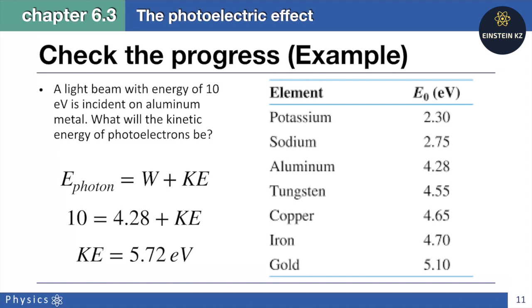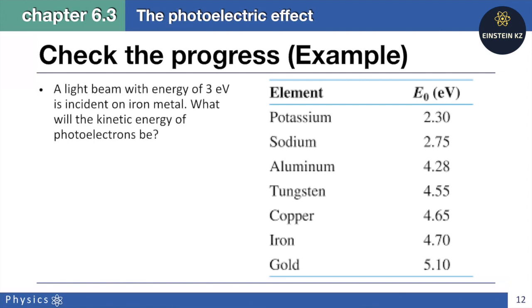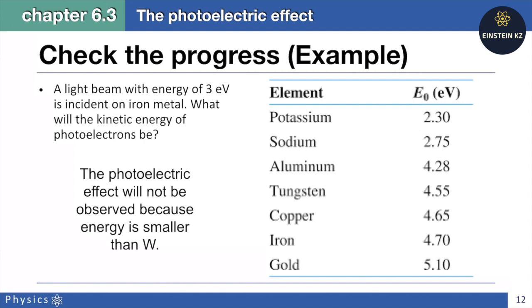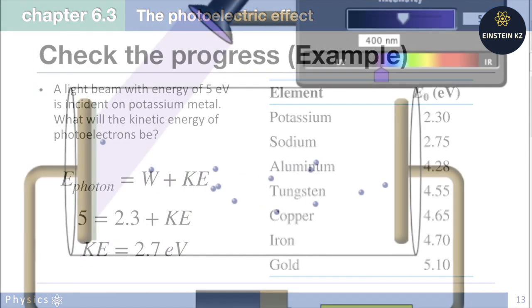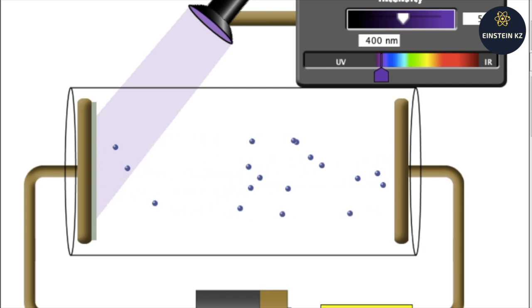Here the energy of the photon is 10 and the work function is 4.28, which can be found in the table. The next problem: a light beam with an energy of 3 electron volts is incident on iron metal. What will the kinetic energy of the photoelectrons be? The answer is the photoelectric effect will not be observed, because the energy is smaller than the work function. What will the kinetic energy of the photoelectrons be? The answer is 2.7 electron volts.